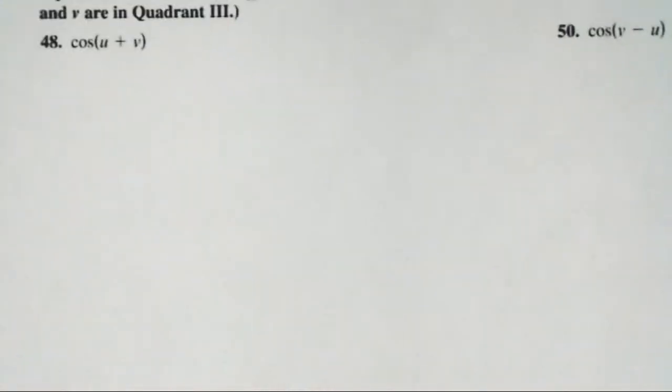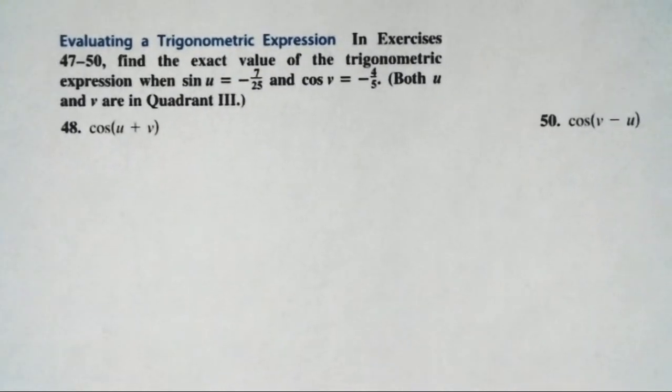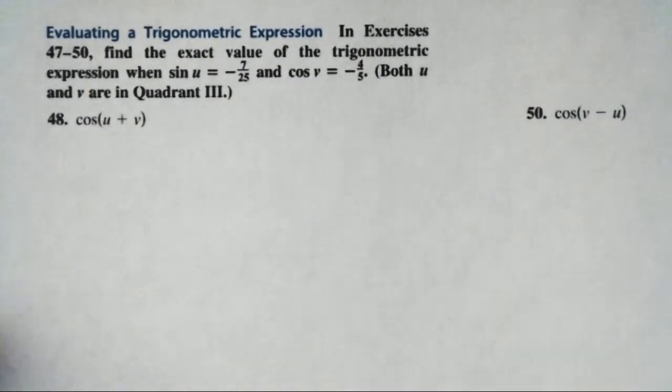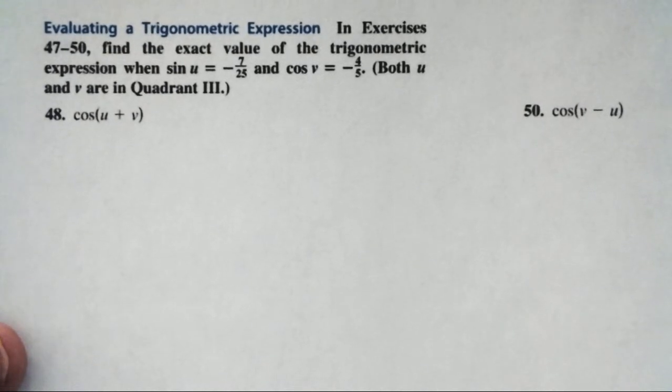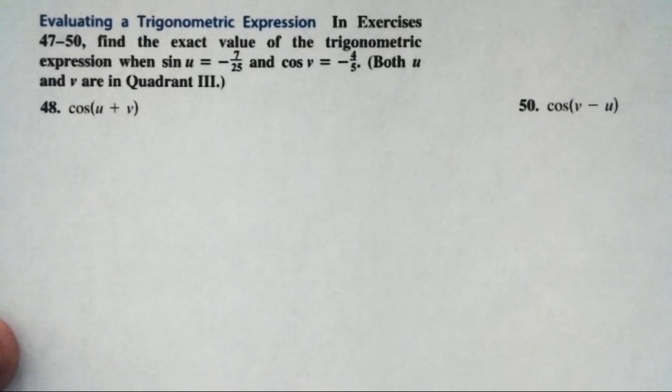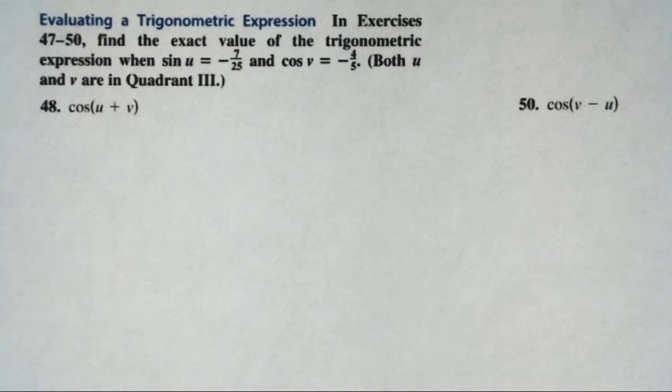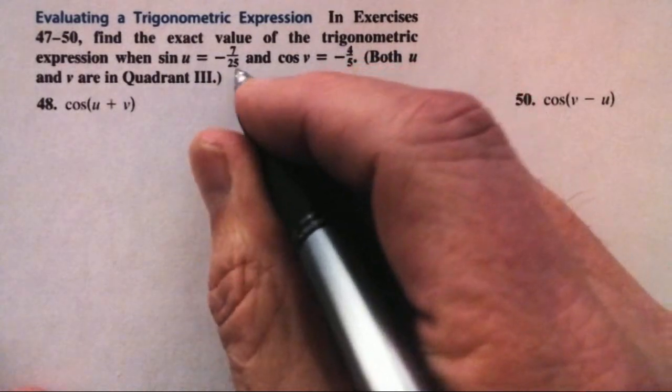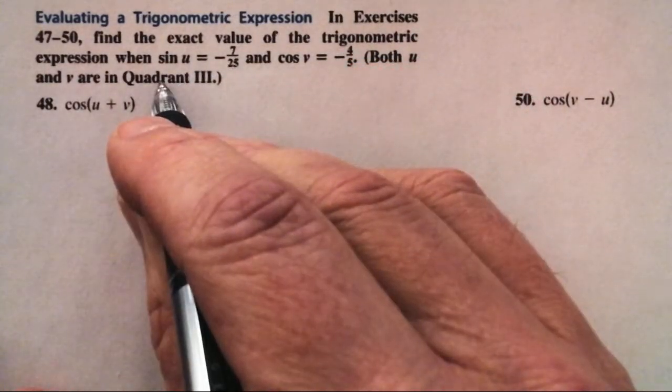We left off. I'm going to jump to number 48. I'll refer back to those so you can see them again, but I believe that we should be comfortable with those formulas. All right, in 47 through 50, find the exact value of the trigonometric function when sine of u is negative 7/25 and cosine of v is negative 4/5. Let's go ahead and draw these. This is quadrant 3 for both of these.